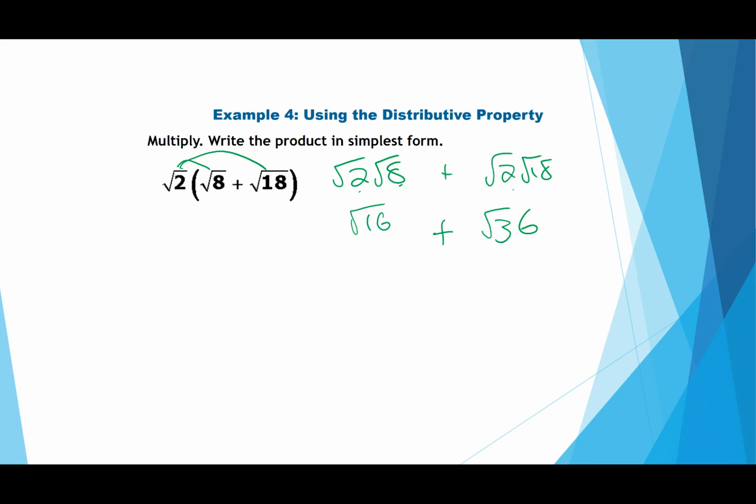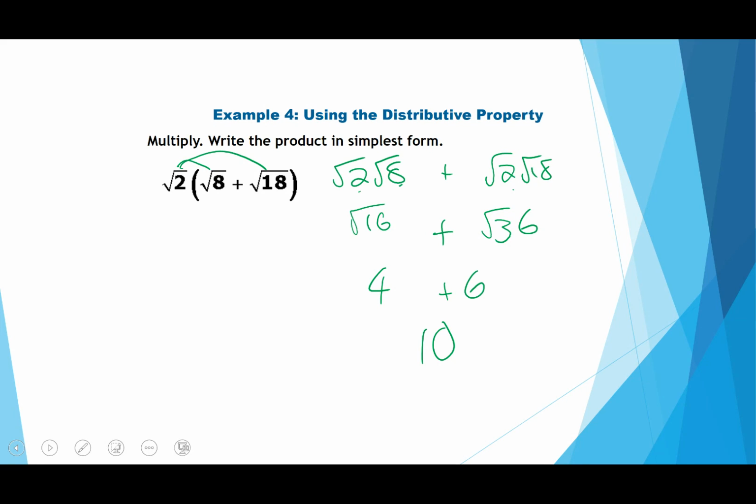So these are not like radicals, so I can't add these together. However, I can simplify each of them and see what happens. Square root of 16 becomes 4, and the square root of 36 becomes 6. And these are just 4 plus 6 at the end, so simply the answer is 10. So don't make this out to be harder than it is.